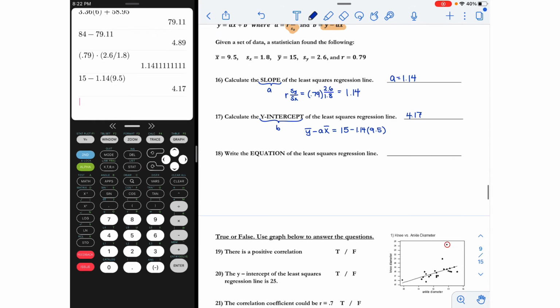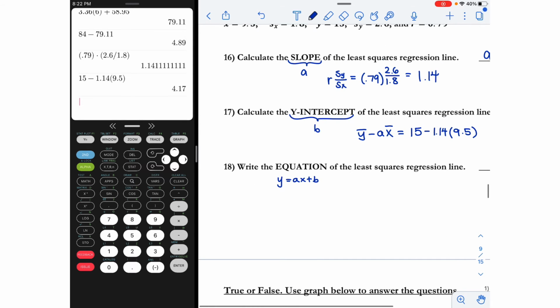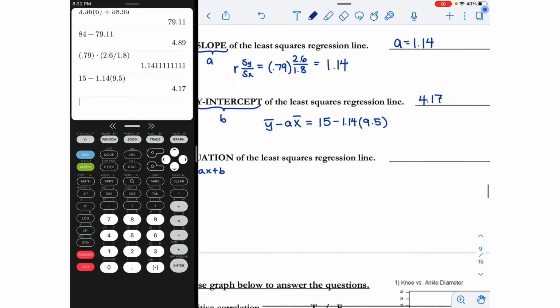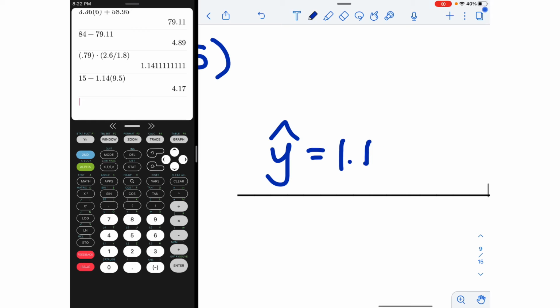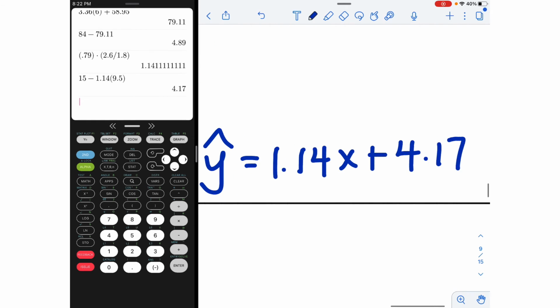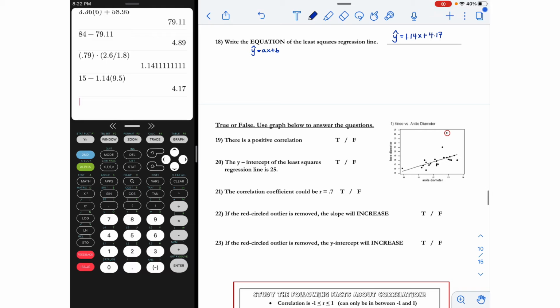All right, equation, y equals mx plus b, or ax plus b in this case. And it's y hat. Okay, so y hat equals the a, which was 1.14x, plus the b, which was 4.17. That's the answer. All right, last part is just this true or false. This should be really quick.